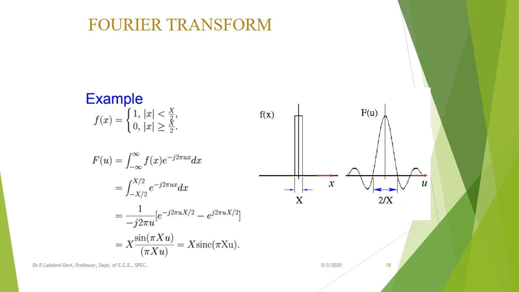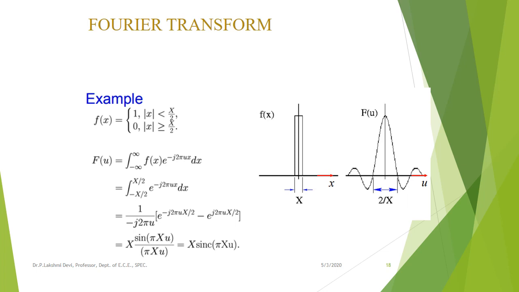So then 1 by j 2 pi u, this is the answer once you have done the integration, and this is actually the solution for that. That will be replaced as X of sine pi u X by pi X u, which equals X times the sinc function sinc of pi X u. That sinc function, if you plot it, is the Fourier spectrum of the one-dimensional signal.